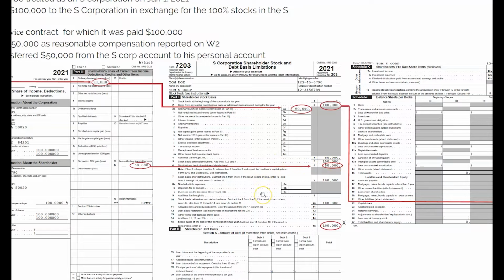So far, we've dealt with 3 elements. We've dealt with basis. We've dealt with wages of the S corp shareholder, or shareholder employee, as we like to call it. We've also dealt with ordinary business income and how it's treated.